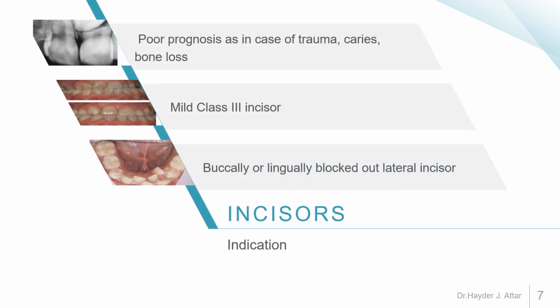Mostly the incisors are extracted to relieve the crowding in the anterior area. And the extraction of the incisors is also indicated in case of poor prognosis, as in case of traumatized incisors, badly carious incisors, poor bone support for the incisors, or root resorption of the incisors, as in this case, the severe root resorption of the incisor due to the effect of the erupting maxillary canine.